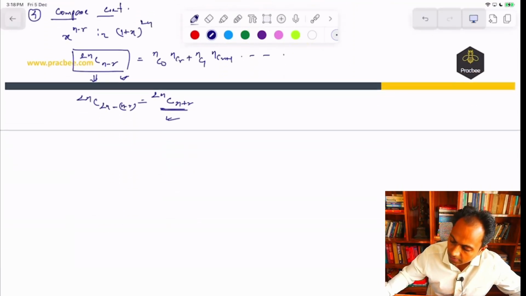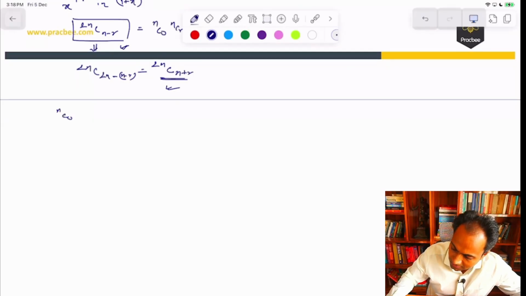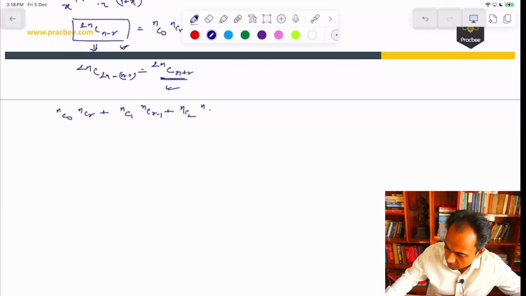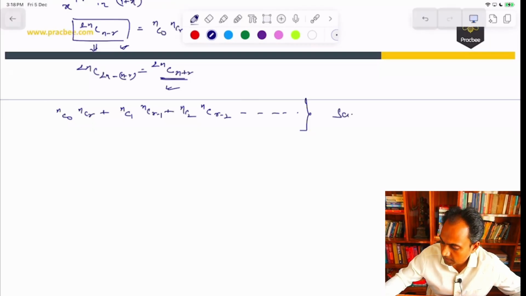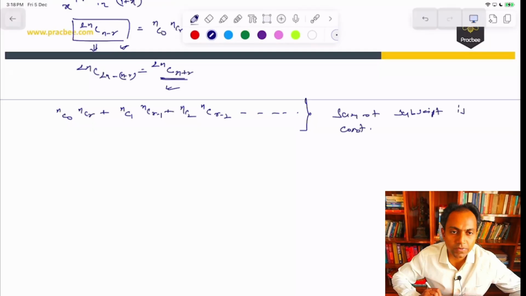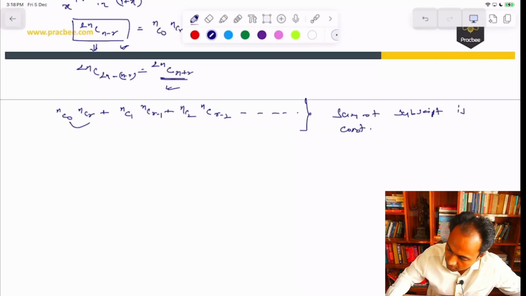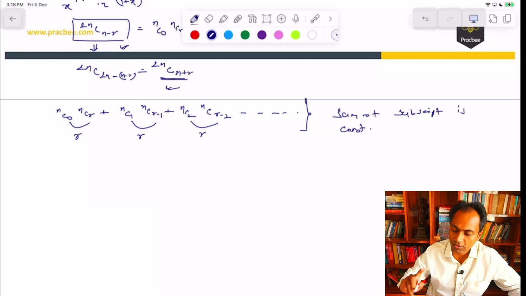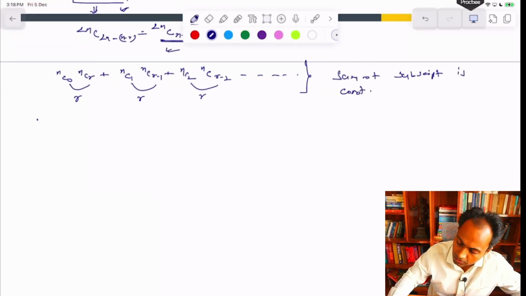Now let us take an idea where the sum of the subscript is same. So what I am writing is nC0 into nCr, then nC1 into nC(r minus 1), then nC2, nC(r minus 2), so on and so forth. Now in this case, what is happening is the sum of subscript is constant. This is what we are trying to do. So if you take the sum here, this comes out to be r, sum is again r, sum is again r. So sum is same. Earlier the difference was same. So what would be the change in the solving process?